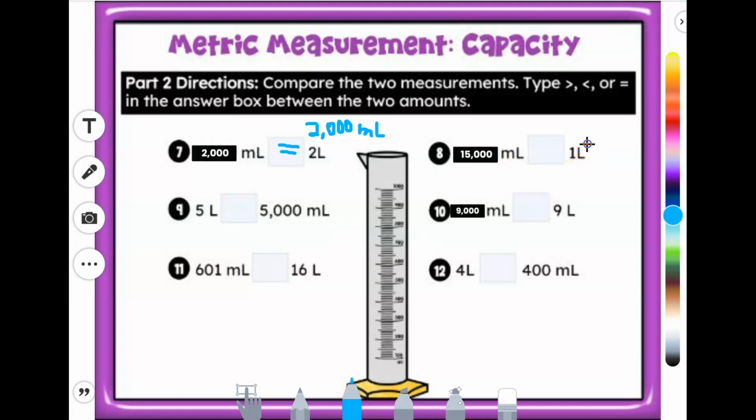I'm going to change this 1 liter into 1,000 milliliters. And again, it's really easy for me to compare. 15,000 is a much larger amount than 1,000. Therefore, it's greater than.